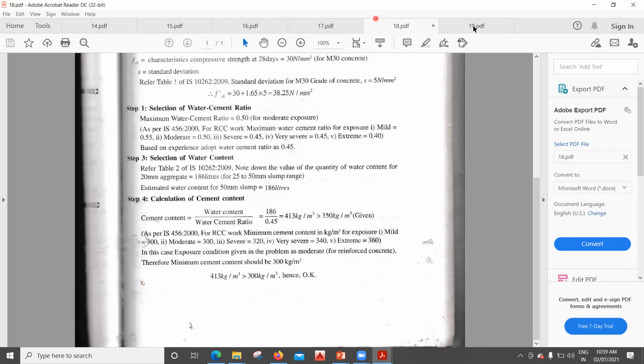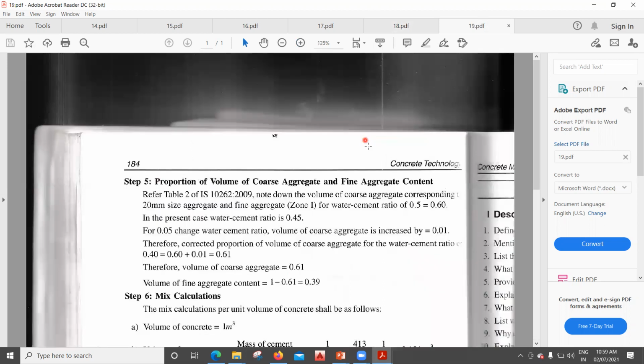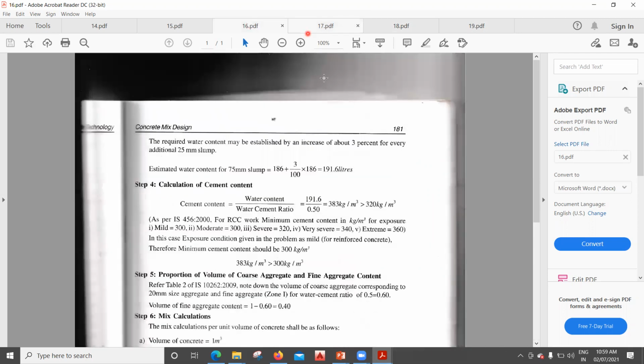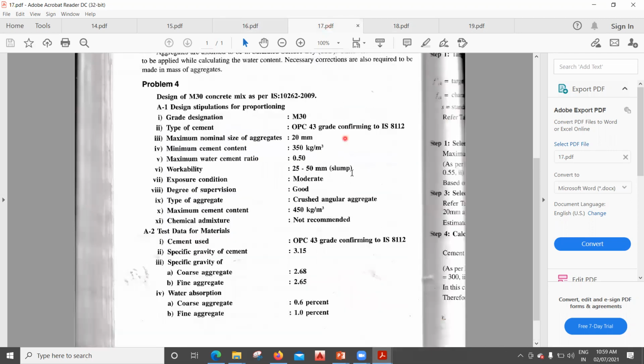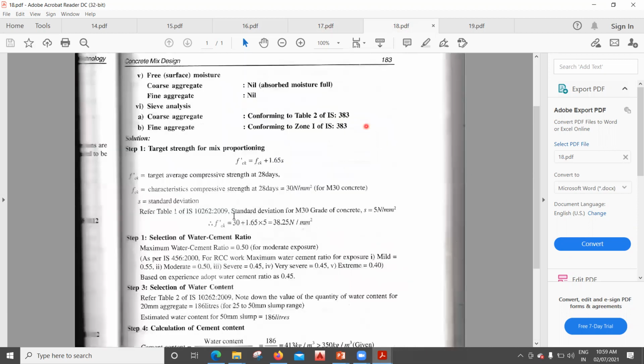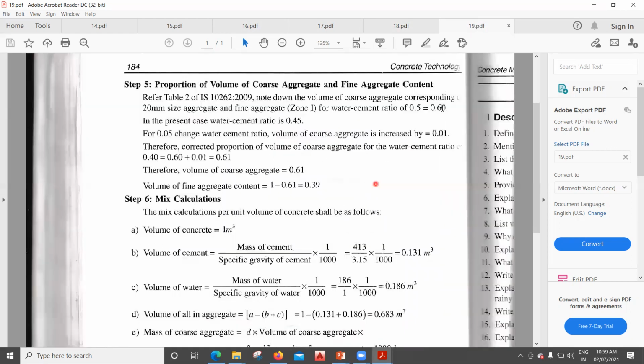Next, this correction factor you have to apply, since we have taken a water cement ratio of 0.45. For this, go back to the question and see what is given. In the question, my fine aggregate belongs to zone 1. The fine aggregate is belonging to zone 1. So again, same, this we will know.